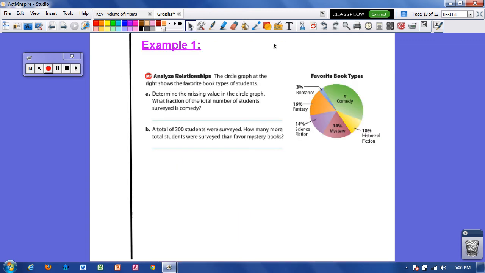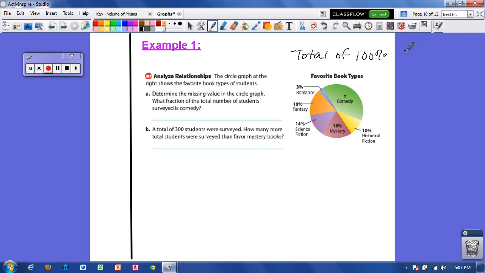So let's look at an example together. The circle graph at the right shows the favorite book types of students. Determine the missing value in the circle graph. And then we want to know what fraction of the total number of students surveyed is comedy. So we're talking about favorite book types. So we have a percentage for every type of book except for comedy. Well, as we saw on the previous page, the circle represents 100%. So that means that if I take every section and add it together, it should be a total of 100%.